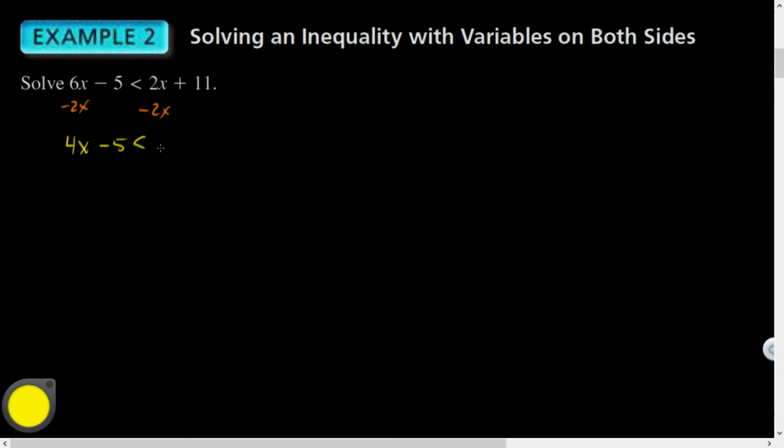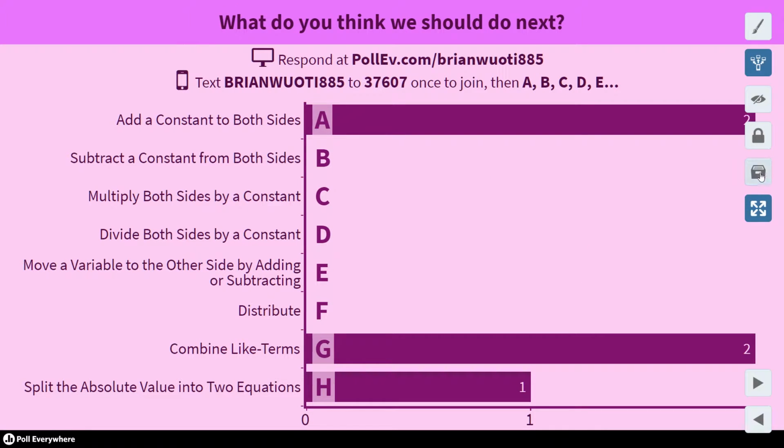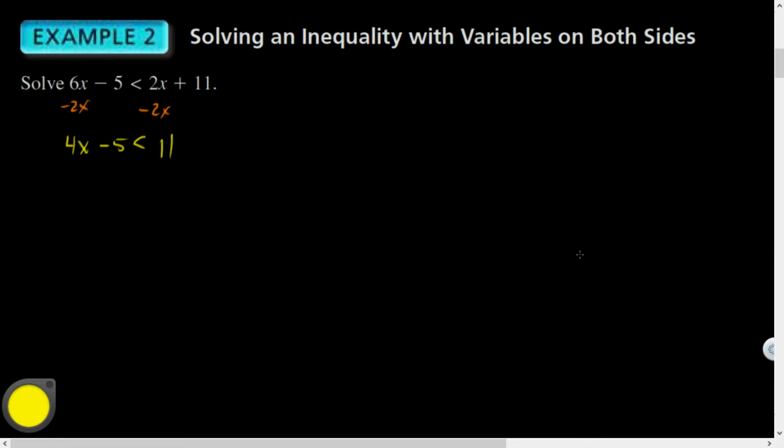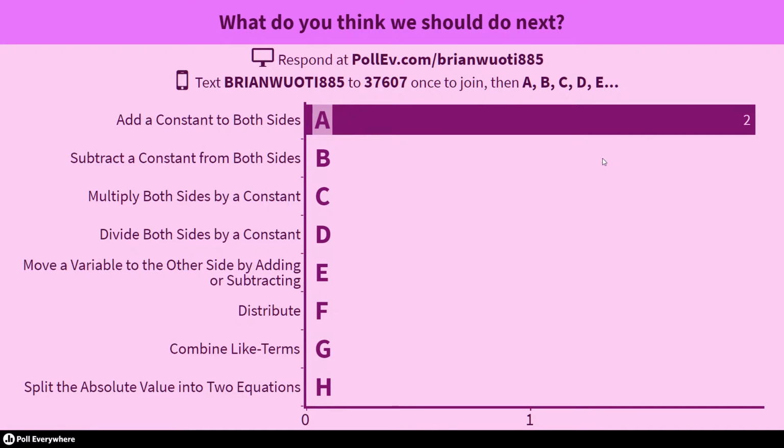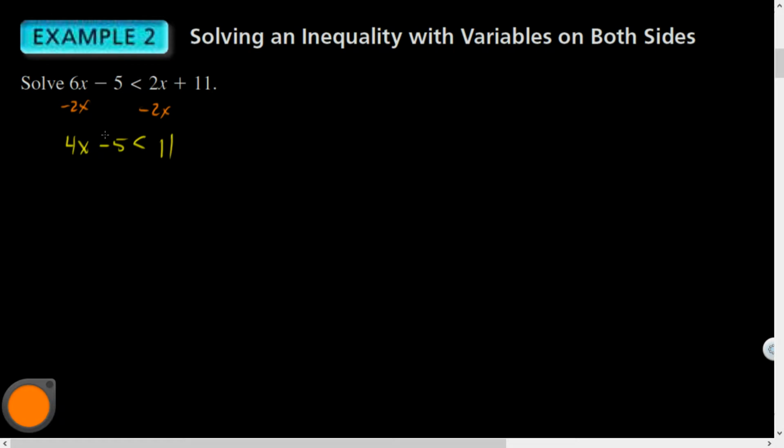4x minus 5 is less than 11. Next move. What is it? Next move. I'm going to write in orange is what I'm going to do. All right. I think I agree. I saw some people's votes coming in. Yeah, add a constant to both sides.